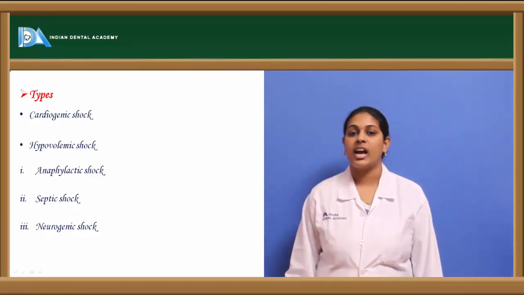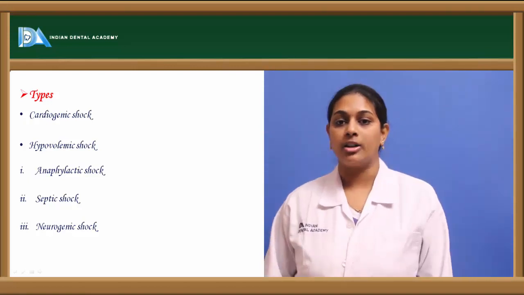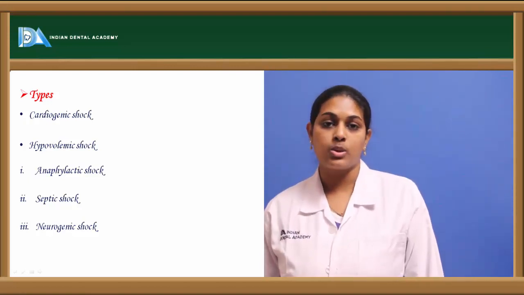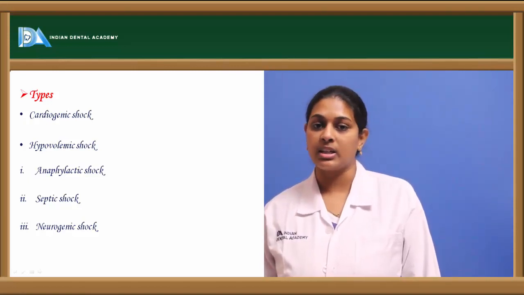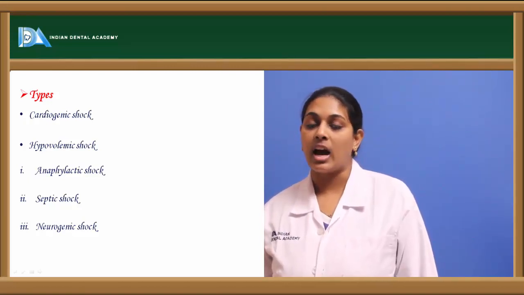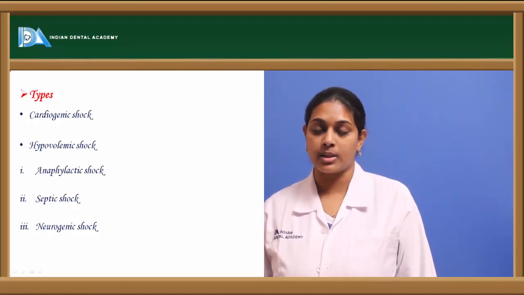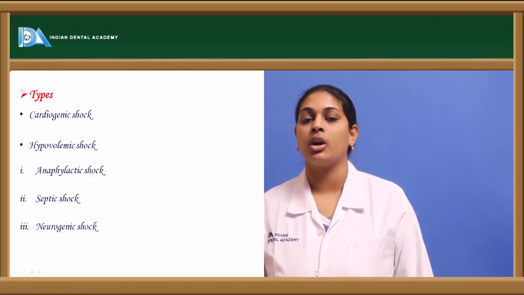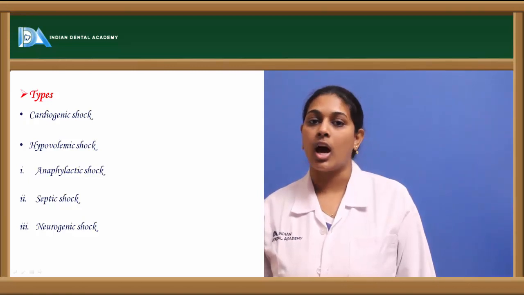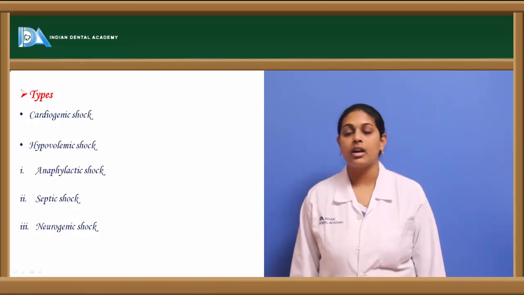So coming to the types of shock, depending on the conditions or the organs facing this shock, they are classified as types of shock. There is cardiogenic shock, when the heart is experiencing this condition of shock. It can cause heart failure or heart attack, or ultimately it can even result in death. This is what happens in cardiogenic shock.